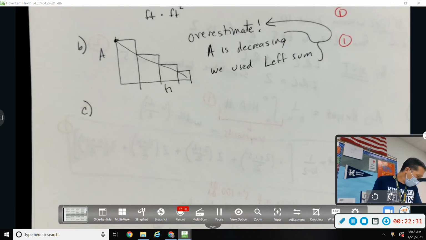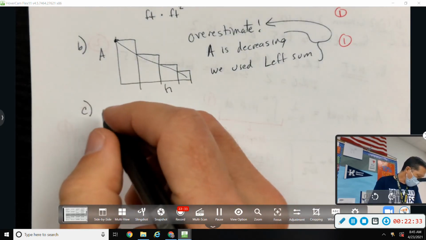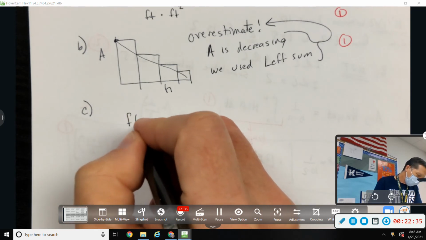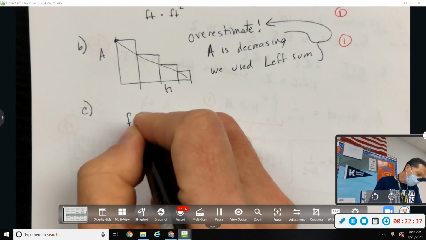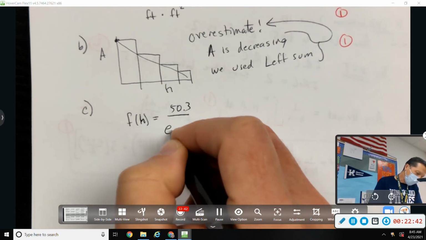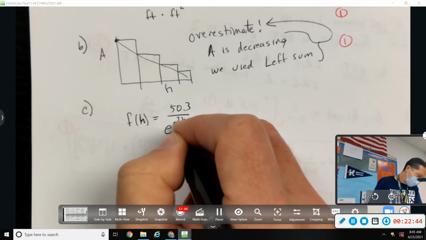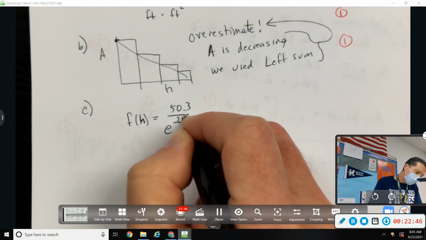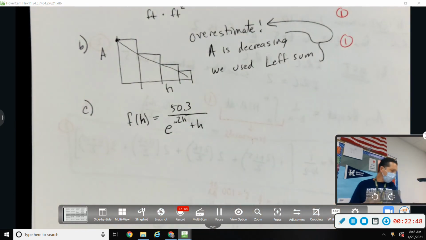Part C, the area in square feet is modeled by the function. All right, I'm glad we got a calculator for this, because I don't know what's going on here. Based on this model, find the volume of the tank.